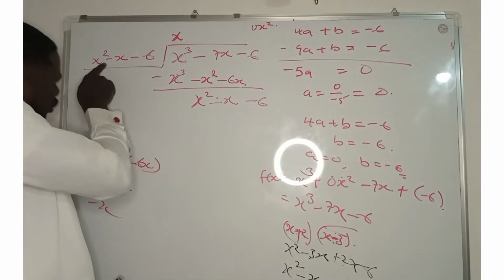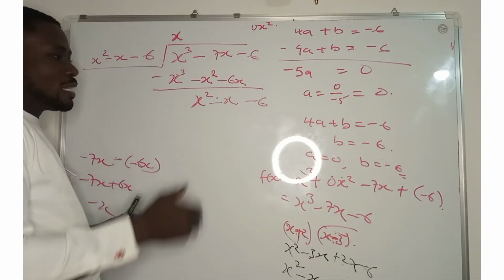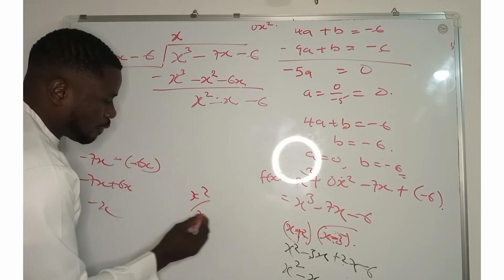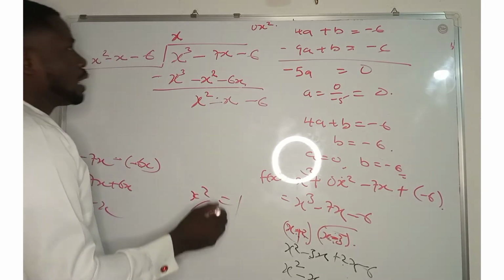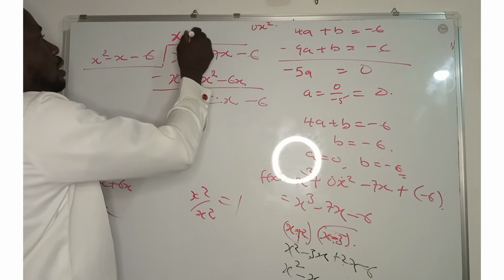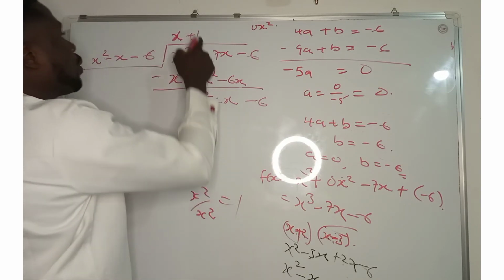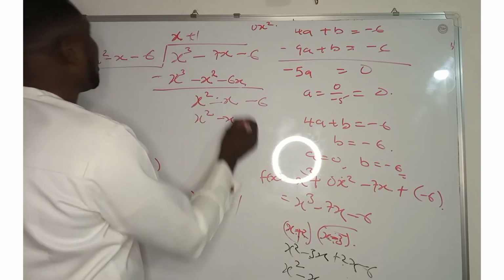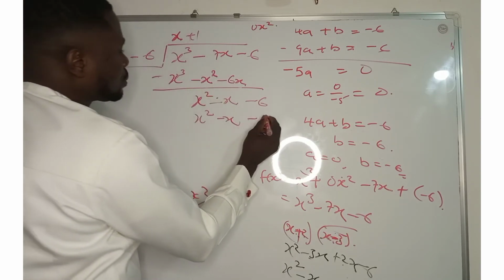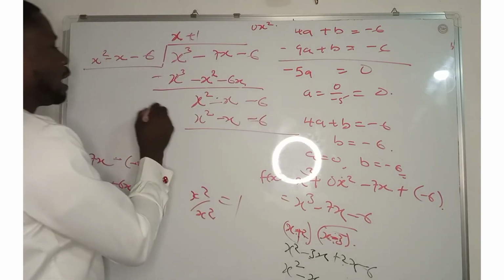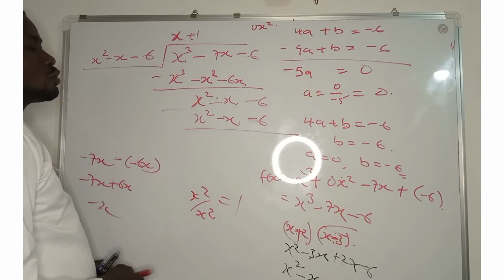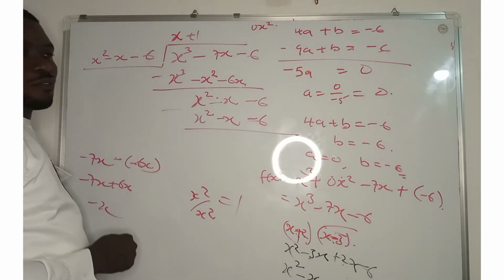Therefore, at this point, I'll say x squared into this. It means x squared divided by what? x squared. Of course, that will be 1. I will now say plus 1. I will write 1 here. That 1 times this will give me what? x squared. 1 times this will be minus x. 1 times this will be minus 6. I'll draw this line again and put a minus sign here. And once you do that, x squared minus x squared will give us 0.